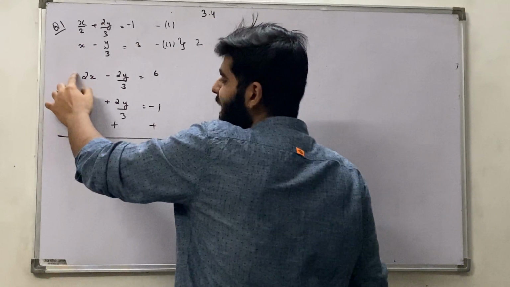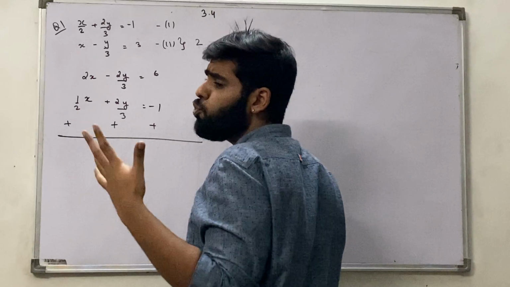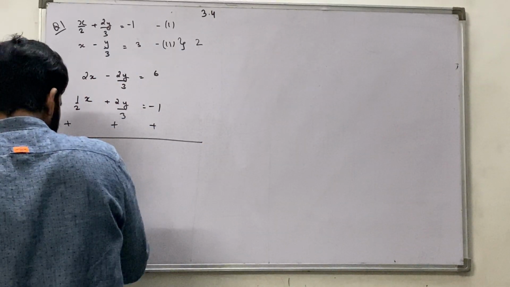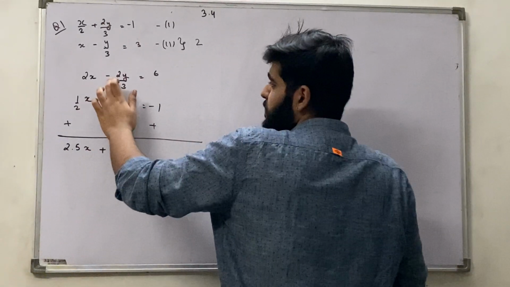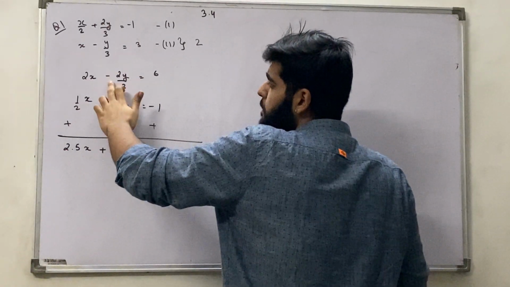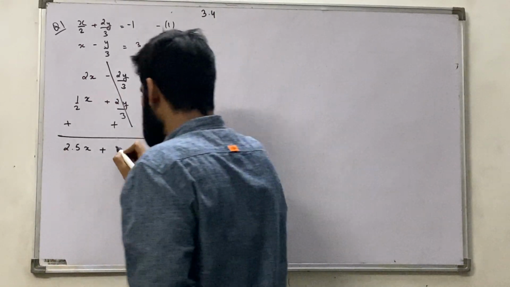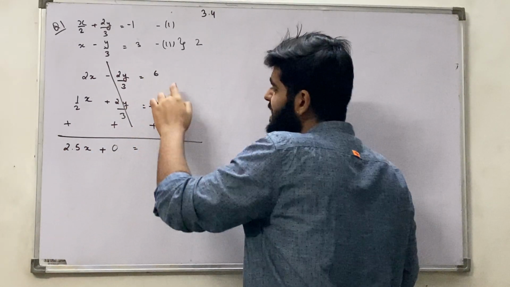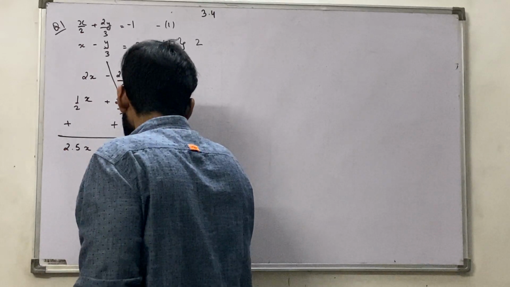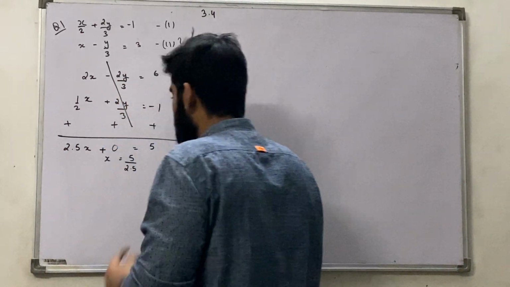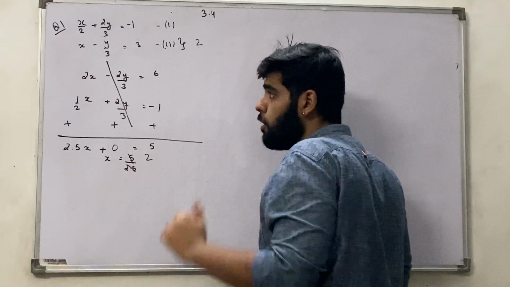So 2x plus half x will be 2 and a half x. What is 2 and a half x? That is 2.5x. This will come out to be 2.5x plus minus 2 by 3y plus 2 by 3y. These will cancel out. 0 is equal to 6 minus 1, which will be 5. Now x is equal to 5 divided by 2.5. This comes out to be 2. Therefore x is equal to 2.